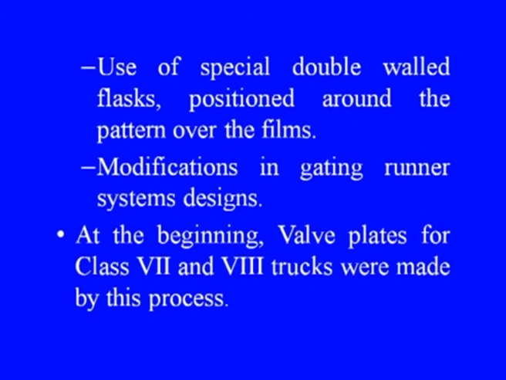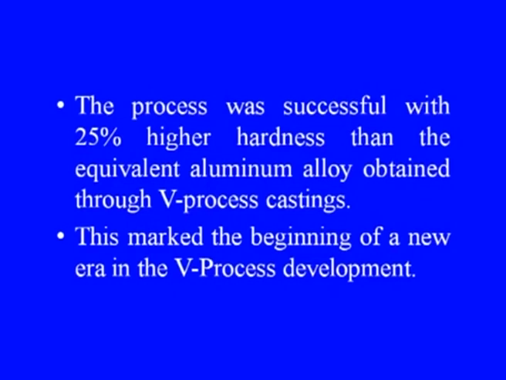Then use of special double walled flask positioned around the pattern over the films. Then modifications in gating, runner systems and designs, these all were adapted in the V casting process. At the beginning, valve plates for class 7 and class 8 trucks in the United States were made by this process. The process was successful with 25% higher hardness than the equivalent aluminum alloy obtained through V process castings. This is quite significant. This method marked the beginning of a new era in the V process development.